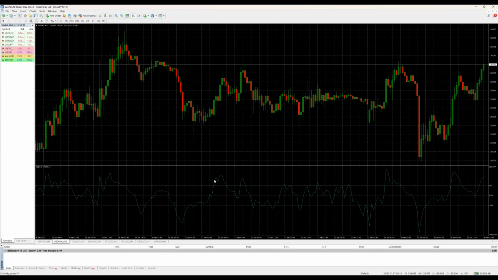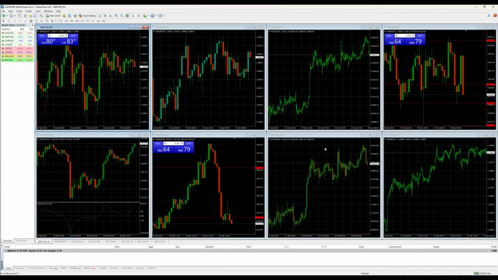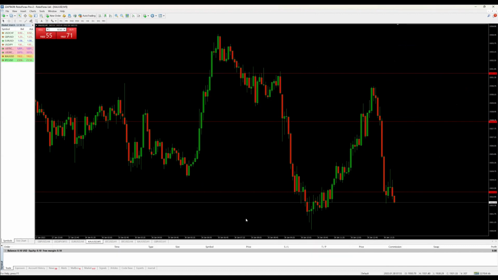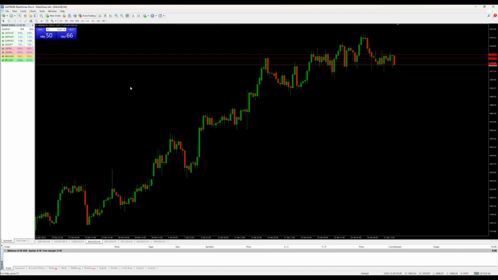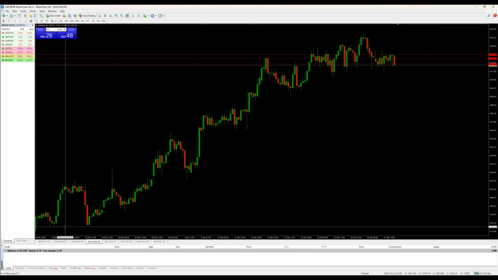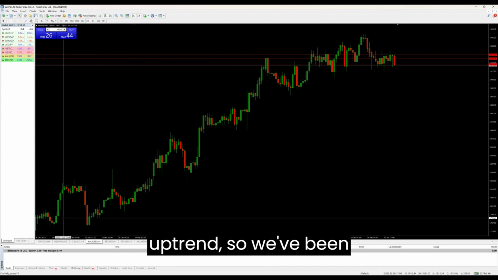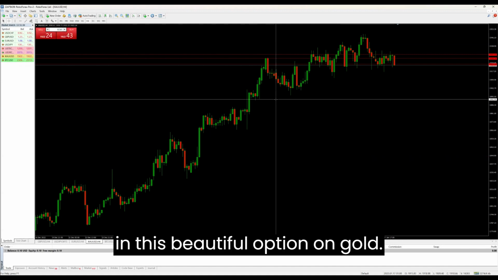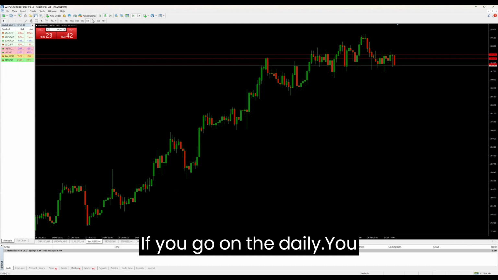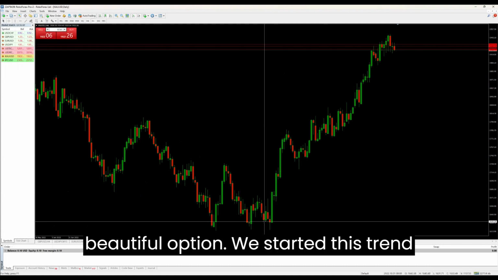So I am looking at the market in general. So let's go on gold and see what is happening with gold. If you look at gold, we have been in an uptrend. So we've been in this beautiful uptrend on gold. If you go on the daily, you will see that we've been on this beautiful uptrend.